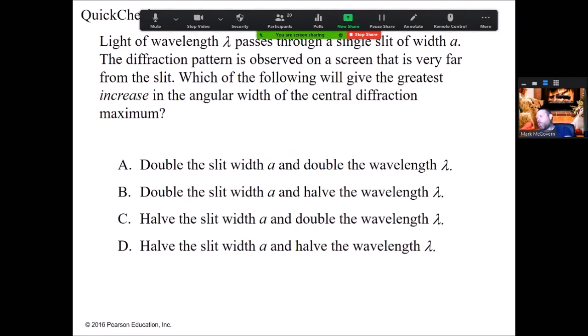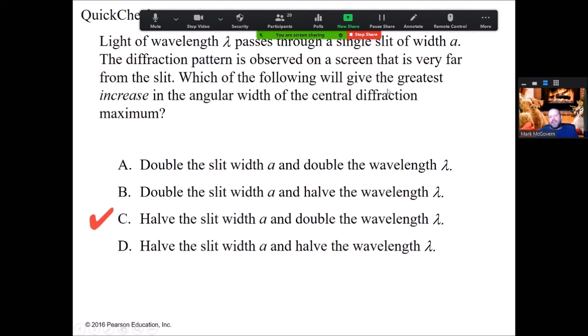All right. So, question for you here. We have a wavelength of light that passes through a single slit of width A. A diffraction pattern is observed. Which of the following will give the greatest increase in the angular width? Ooh. So you got to remember the equation. And if you don't, worry. I got it for you. W equals 2 lambda L over A. What's going to produce the greatest increase in W? Oh, never mind. I do.